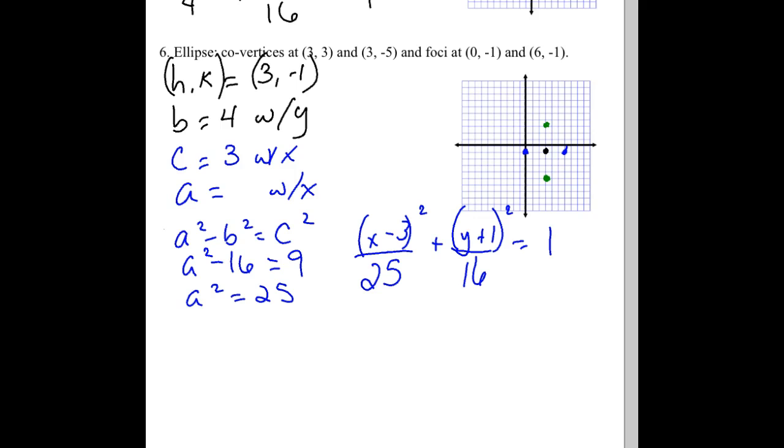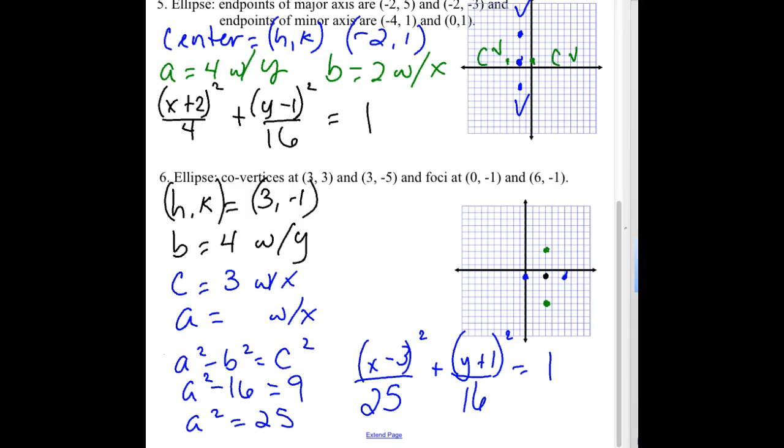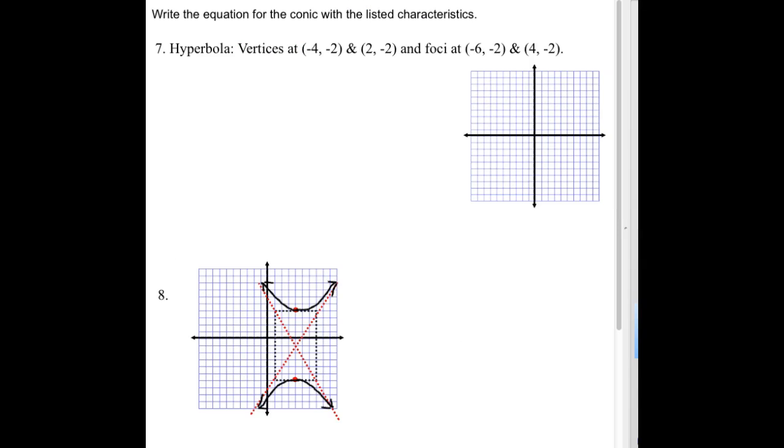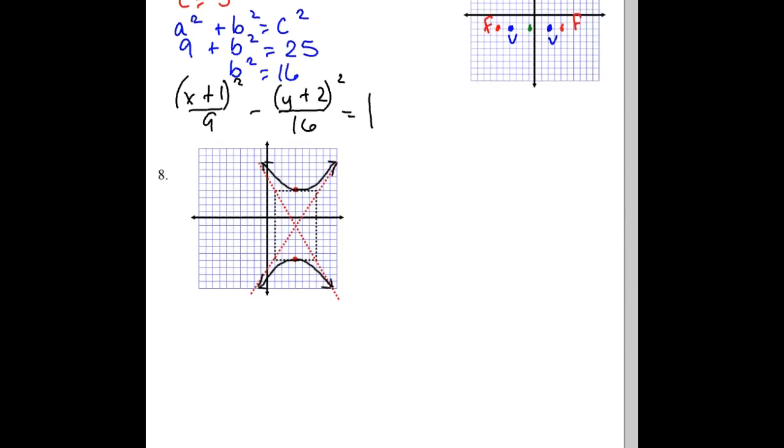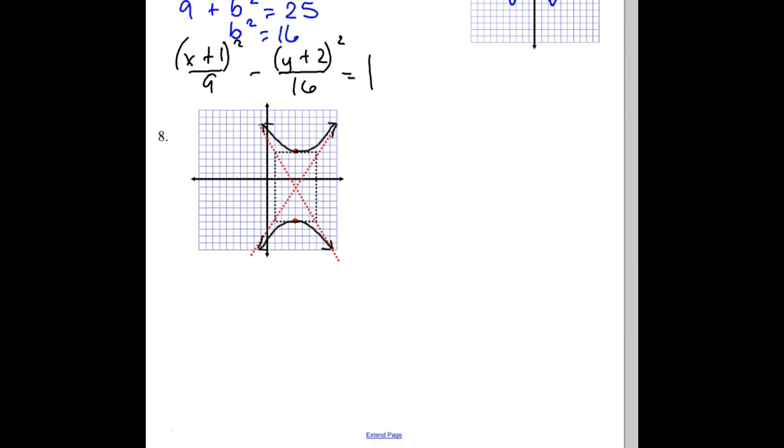Okay, I'm going to pause the video. The next one is similar. What's the difference? It's a hyperbola. Okay, so go ahead and sketch out what you know. Again, I'm going to pause it, give you some time to try it. All right, we've been checking our work for question 7. Let's move on to question 8.